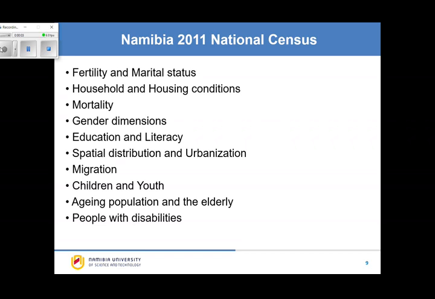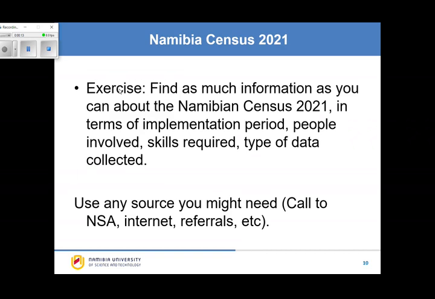Okay, so these are basically the topics covered during the last implemented census, 2011. Now, a new census was supposed to come in 2021, but due to the COVID-19 situation, the implementation and the plans for this census might change. But of course, there are some documents for preparation for this census, some information in the news, some declarations of politicians or responsibles from NSA.